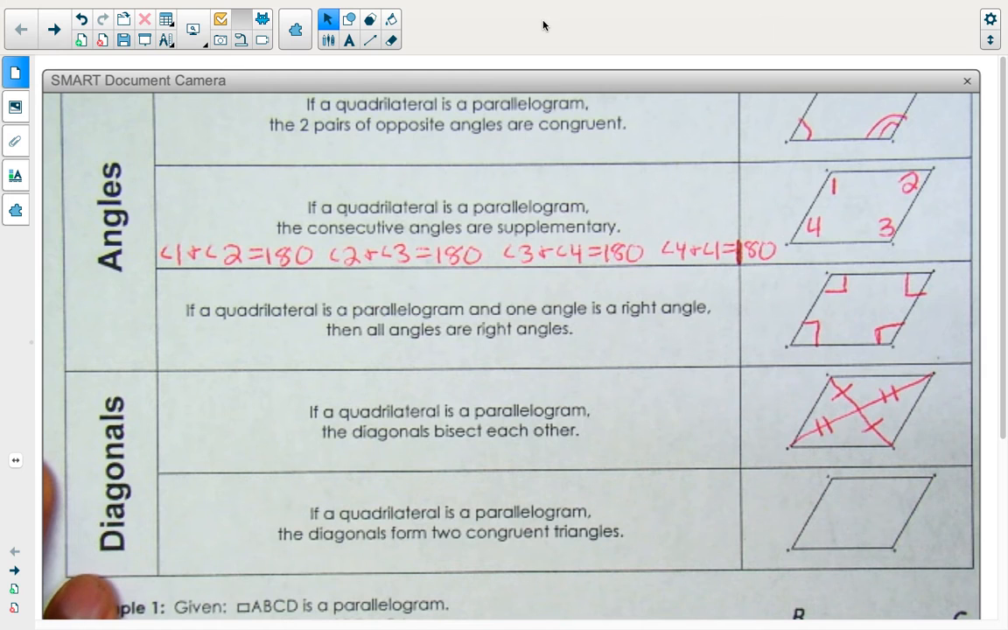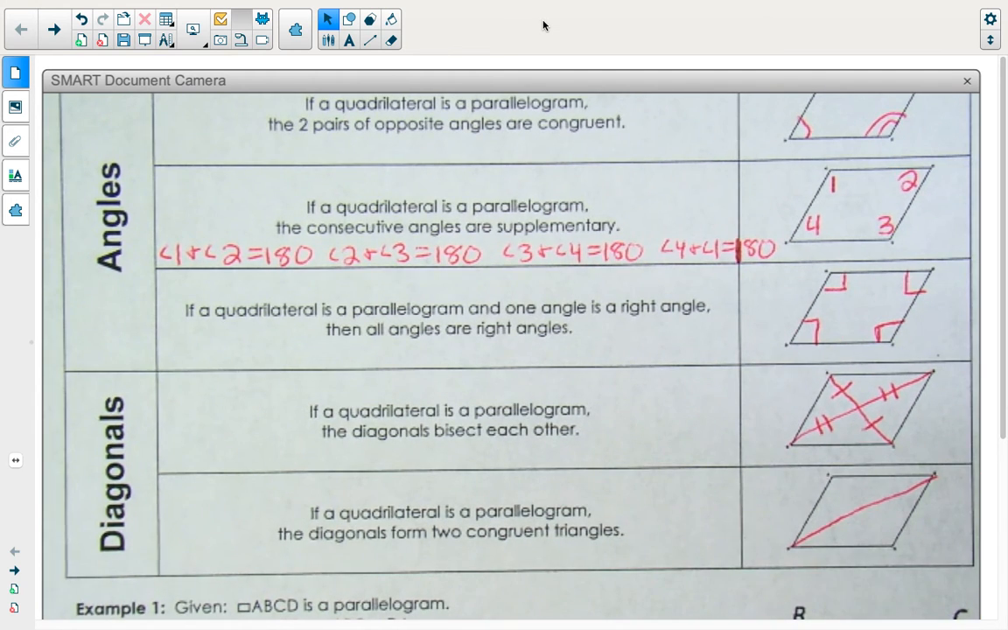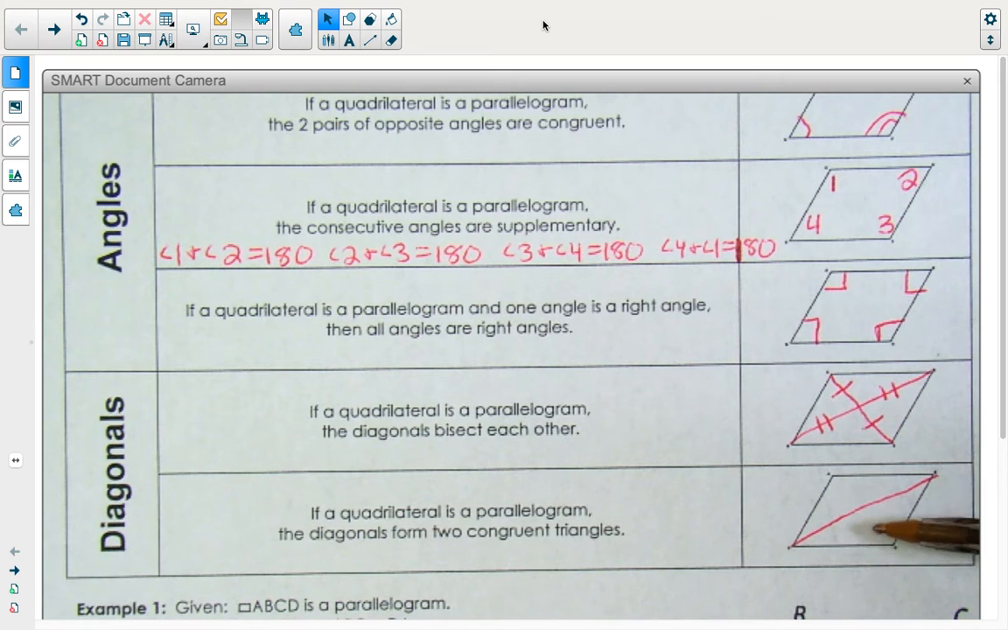And the last one about diagonals, if a quadrilateral is a parallelogram, the diagonals form two congruent triangles. So I'm just going to draw in one diagonal here. So if a quadrilateral is a parallelogram, then when I draw in a diagonal, it'll form two congruent triangles. So here, here, here would be congruent to here, here, here. This triangle is congruent to this triangle. And vice versa, if I drew the diagonal the other direction, then those two triangles would be congruent to each other.